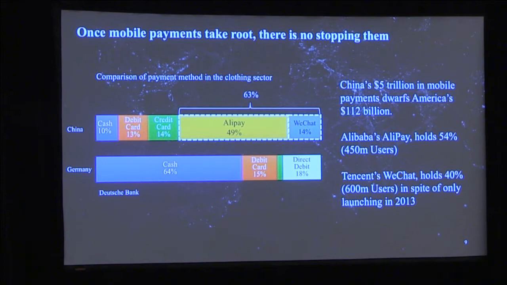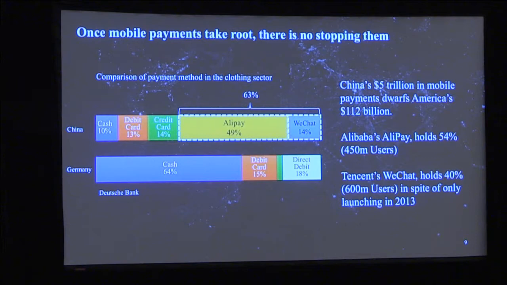I'm sure everybody in this room has heard of WeChat and Alipay. WeChat and Alipay dominate all Chinese commerce now. 63%, this is just one of many examples I could have given. It was done by Deutsche Bank, so it compares data with Germany, not the US, just because it's Deutsche Bank. But you can see 63% of all transactions that included clothing in China last year went through the WeChat or the Alipay payment app on a mobile phone.